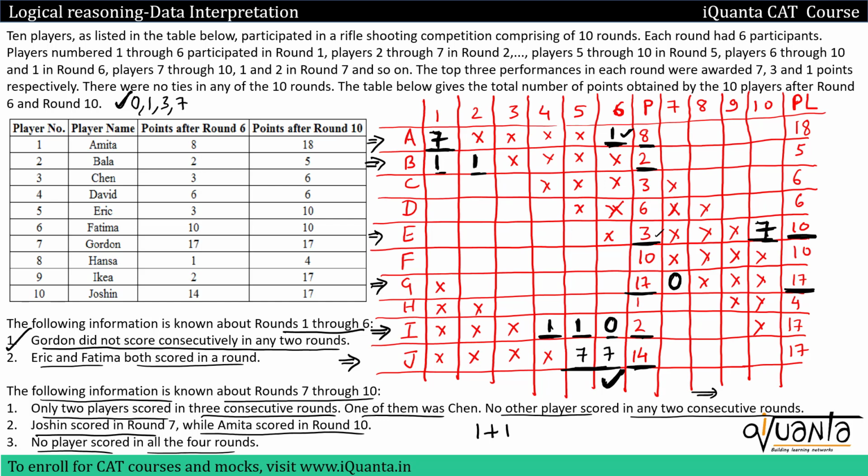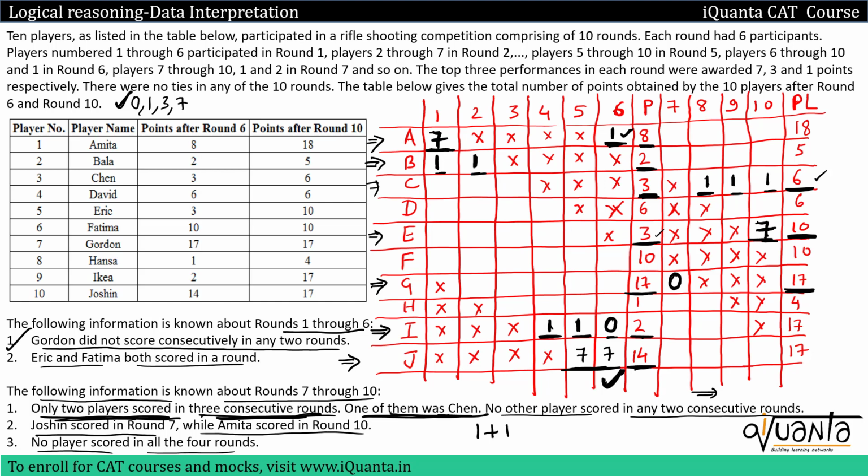Now about round 7 to 10, we were given 1 point that only 2 players scored in 3 consecutive rounds. One of them was Chen. So if we look at Chen from round 7 to 10, his score till round 6 was 3. In round 10 his score becomes 6. After round 6 he can score only in rounds 8, 9, 10. So he needs 3 more points and he has to score in 3 consecutive rounds after round 6. So he'll score 1, 1, 1 over here, hence his total points will become 6 in round 10.